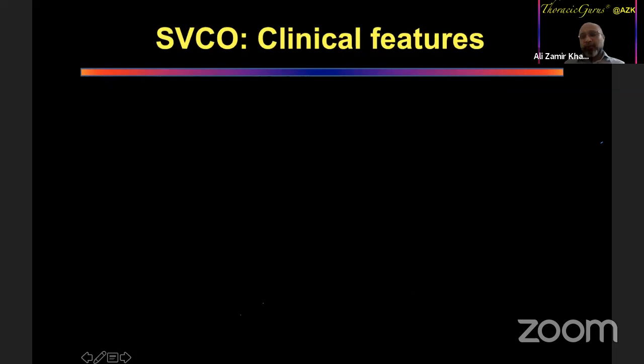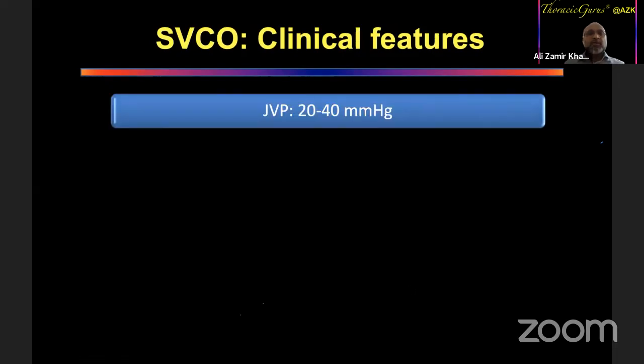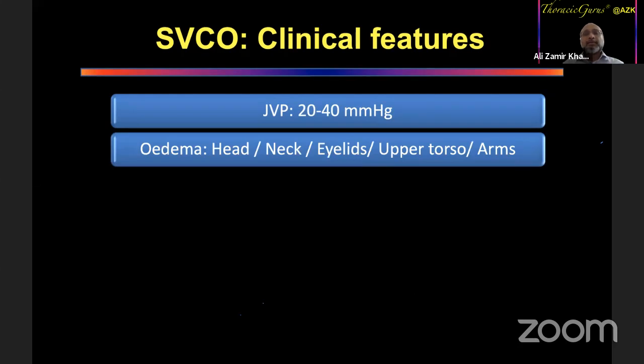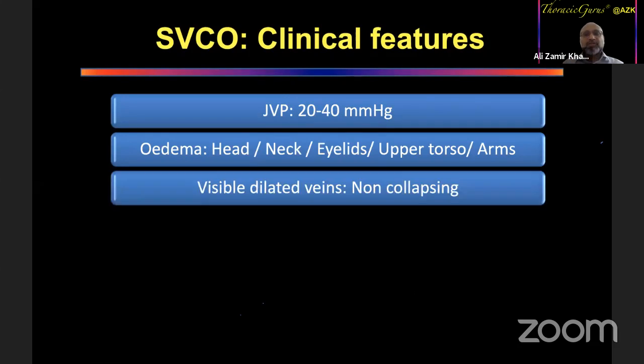So what are the clinical features of an SVC obstruction? Normal JVP is 5, as we know, 5 to 7. There will always be a lot of back pressure. So obviously the JVP will go up to 20 to 40 millimeters of mercury, as a result of which there will be edema of the head, neck, eyelids, upper torso, and arms. You will know this for sure. You see the patient and you can diagnose an SVC syndrome.